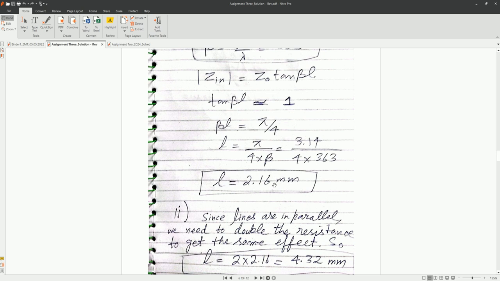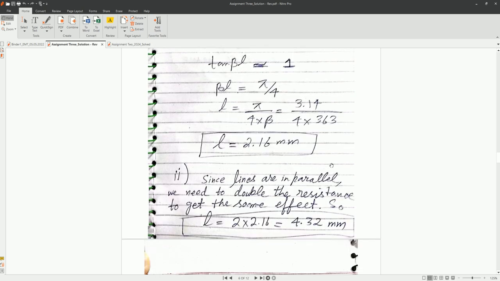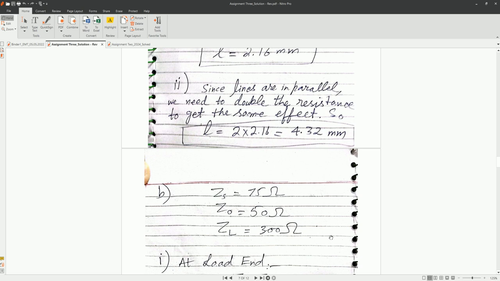So what we will do, we will double this length, so that we get the ultimate overall length like this for the same results. Since the lines are in parallel, we need to double the resistance to get the same effect. So L will be 4.32 meters.